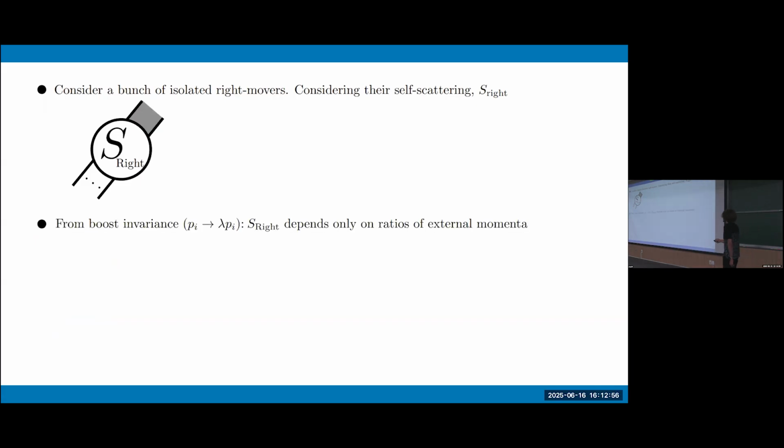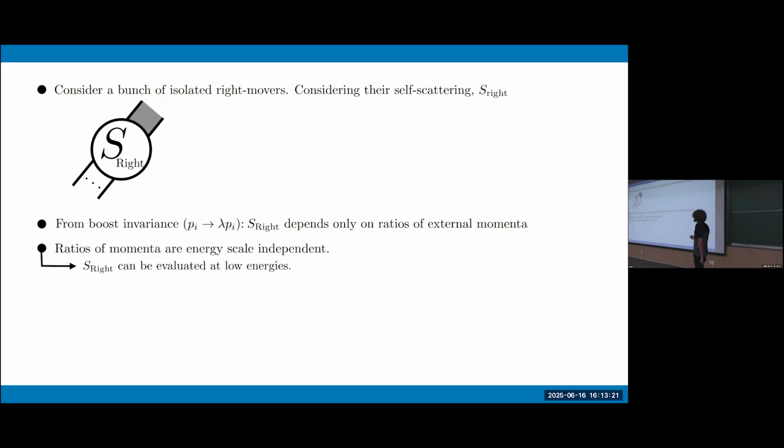So let's consider these problems. To examine them, let's consider a bunch of isolated right movers and their self-scattering, so the S matrix element where we only have right movers. Now, Poincaré invariance tells us that boosts act on the momenta by just rescaling, and so this S matrix depends only on ratios of the momenta. However, ratios of momenta are energy scale independent. So by symmetry, we can evaluate this S matrix at any energy scale we want. In particular, we can evaluate it at low energies.